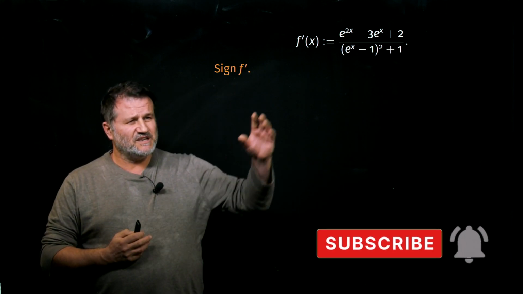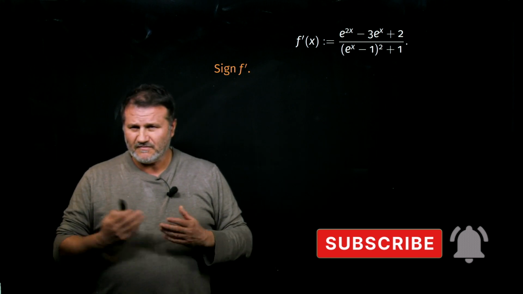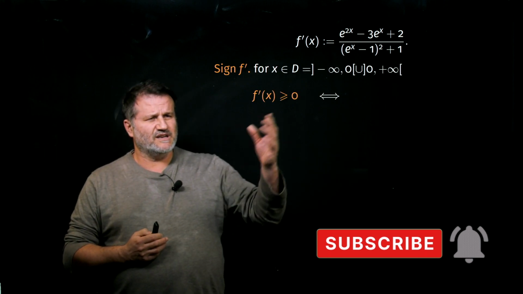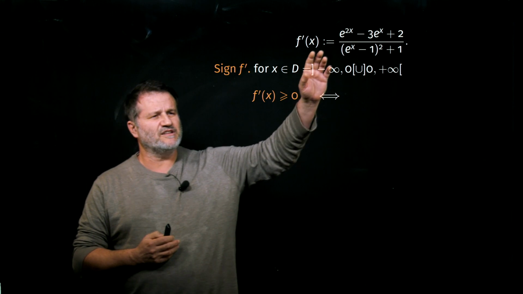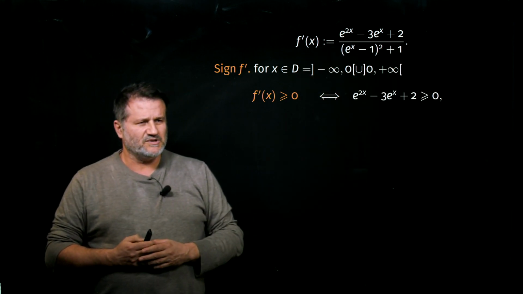Here it is very easy because the denominator is positive, so the derivative is positive if and only if the numerator is positive.